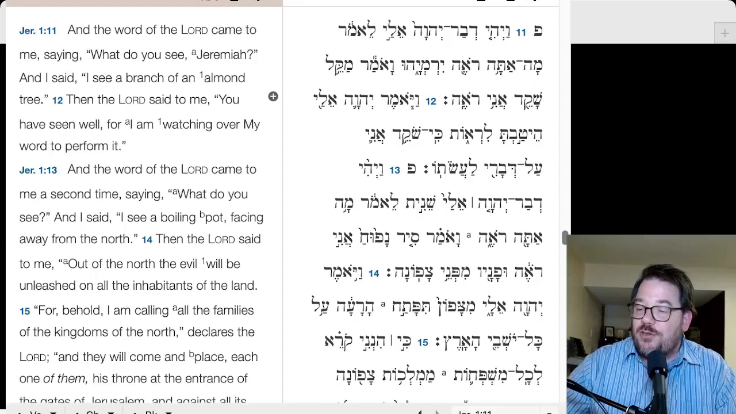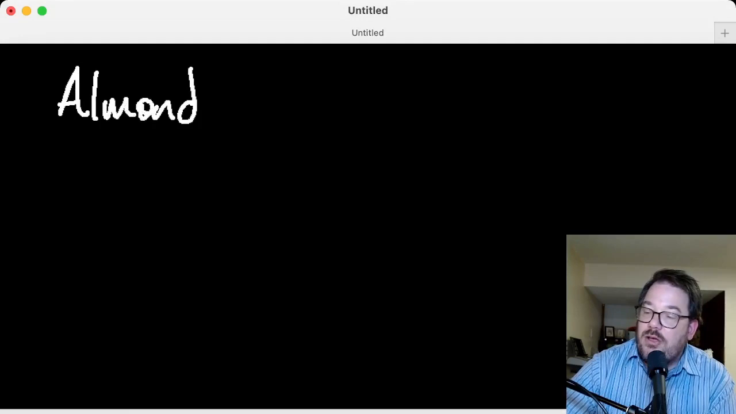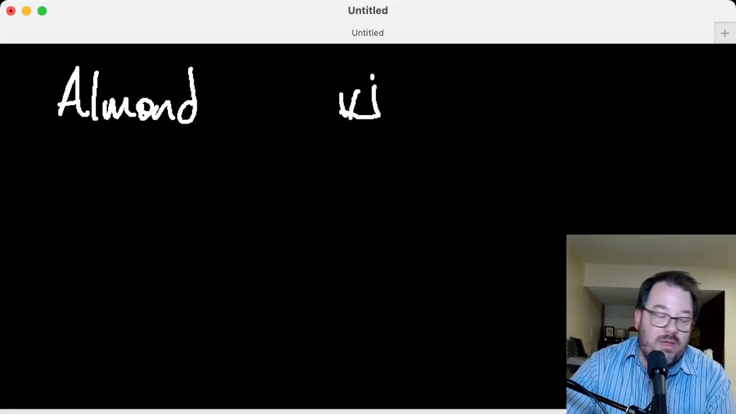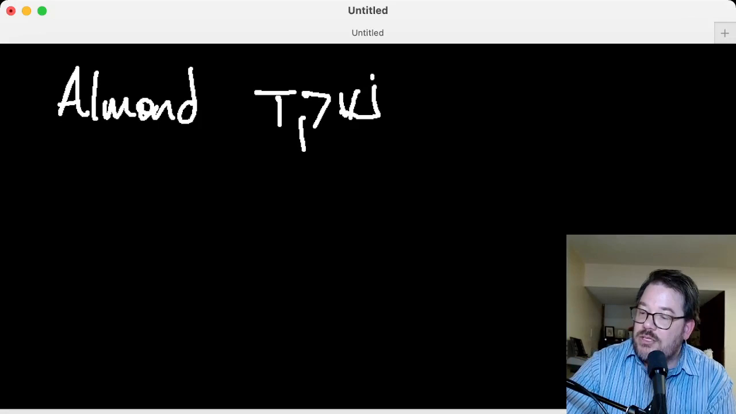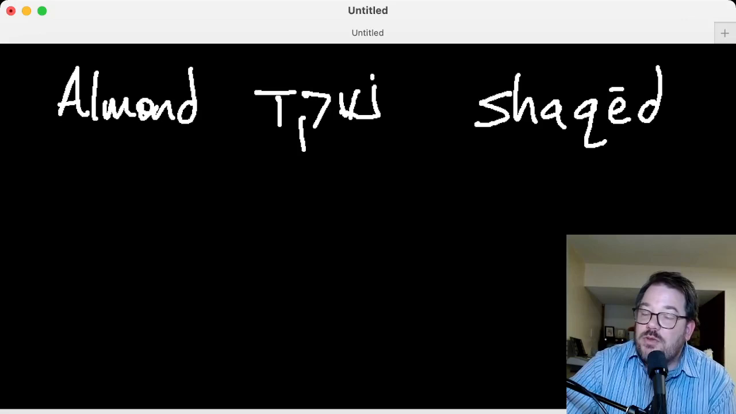Let me try to switch over here. Okay, so you have the word for almond tree. Almond in Hebrew is the word shaked. It would be pronounced like this. Now, Hebrew originally would have been written without vowels. Vowels were added at a much later time, maybe beginning in the fourth century or so of the Common Era, after Jesus. That's when you start to get the vowels. You just would have the consonants written like this.